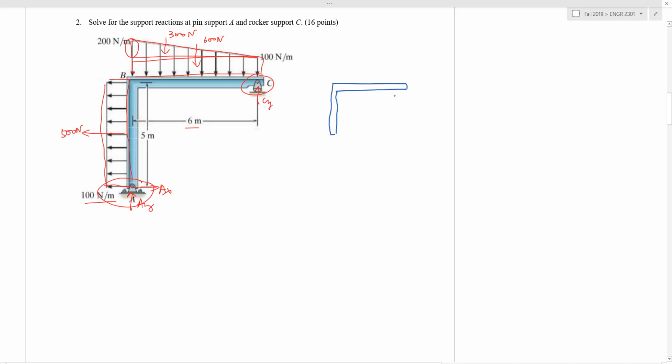Okay. So right here we will have our unknown CY, our unknown AX and AY. Here we have a force that is 500 Newton right here in the center, that is 2.5 meter away from point A. And then we have a 300 Newton right here. Okay, and this location is going to be 1/3 from the base. That's going to be 2 meter. And then we will have a 600 Newton right here, and the location is going to be 3 meter. Okay, so that completes the free body diagram.